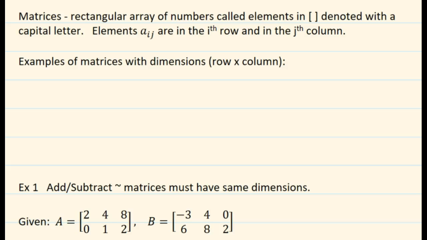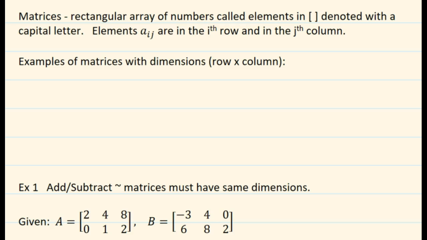This video is for matrix algebra. The first thing we need to start off with is the definition of matrices. A matrix is a rectangular array of numbers, and these numbers are called elements. They are in a bracket, and they are denoted with a capital letter. Elements are denoted with the symbol a_ij, where i and j represent the row and column, respectively.